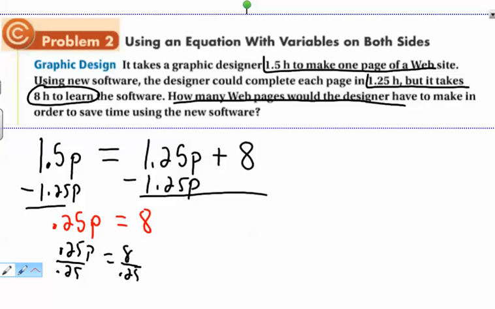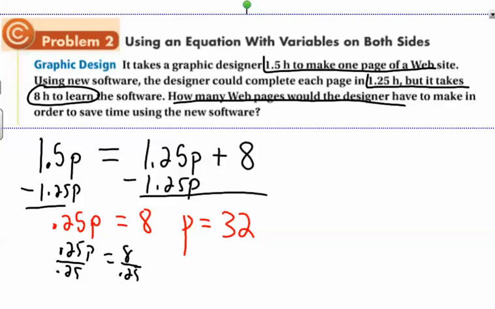And then I get p, the number of pages I'll have to do, is 32. So I'll have to do 32 pages, and beyond that, the new software is better. Okay, so you have a got it. Why don't you pause the video and do your got it, and I'll see you back here in a second.